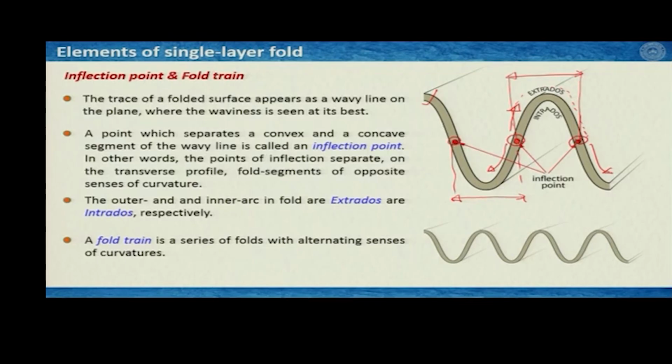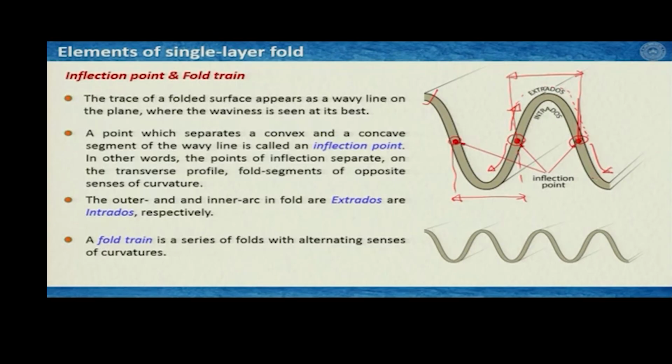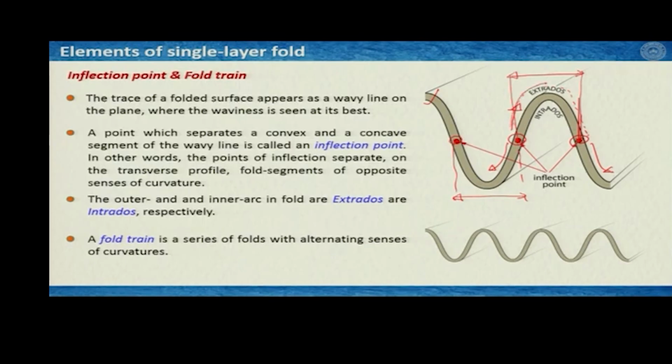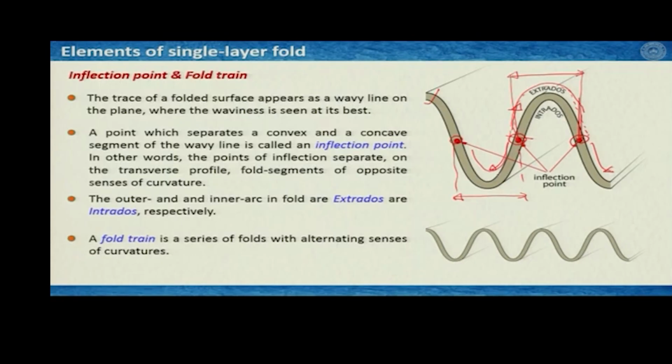And this particular point, at each and every wavy surface or wavy line, you can define as a point which is separating fold segments of opposite sense of curvatures. So, here it is convex and here it is concave, and this point is separating this convex and concave side of this fold, and this point is known as inflection point.